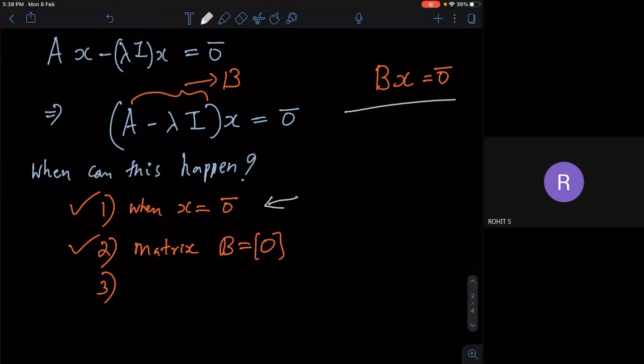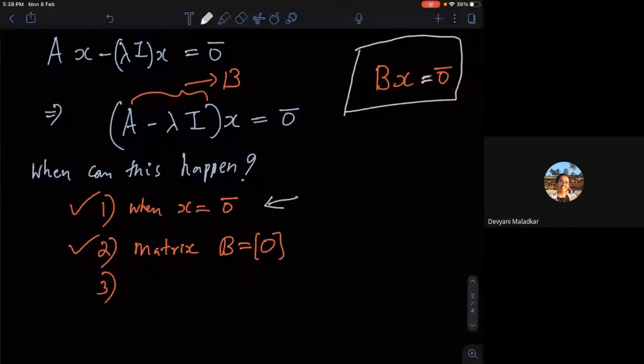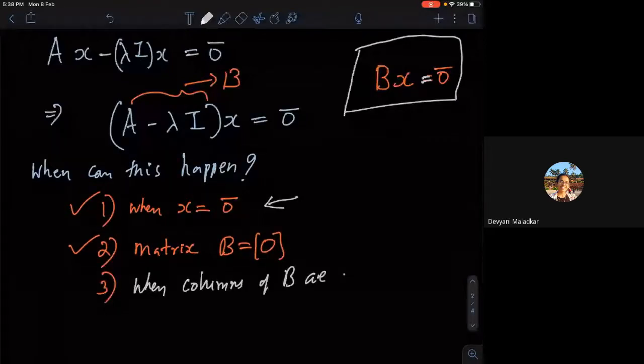Just look at this. We have a matrix B, and I am asking you, can I find a vector x such that Bx equals 0? When is this possible? For a non-zero x, that is possible when the columns of B are dependent. Yeah, exactly. This is possible when the columns of B are dependent. This is what we have been telling.